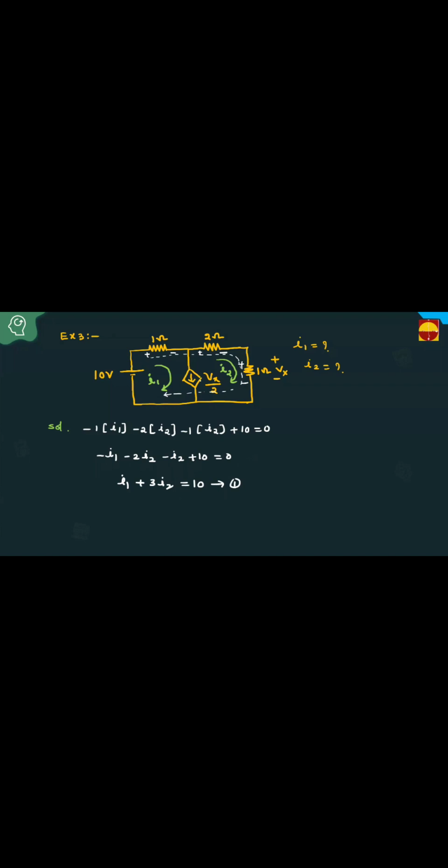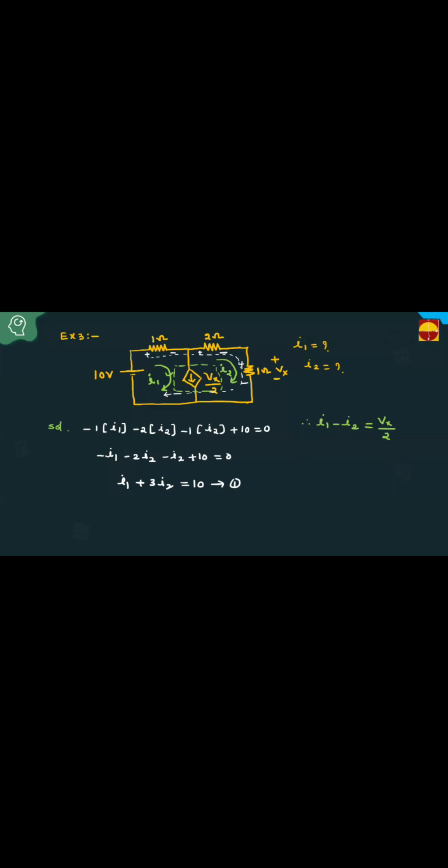Next, the super mesh. See the current direction. Is the current source direction in the direction of I1 or I2? In the direction of I1. That's why I1 minus I2. What is I1 minus I2 equal to? Vx by 2. But what is the Vx? This is important, you have to write Vx now.